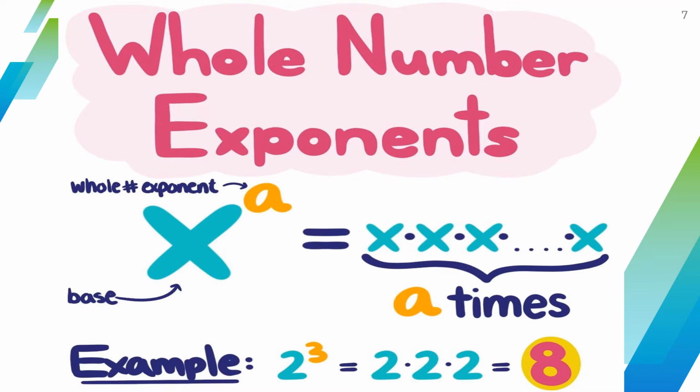Whole number exponents. Here we have x power a means x times x times x times x and so on, and a here is the number of times x is repeated. For example, 2 power 3 means 2 times 2 times 2, which equals 8.